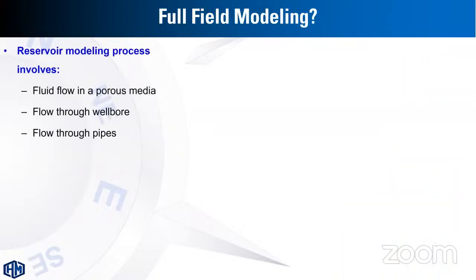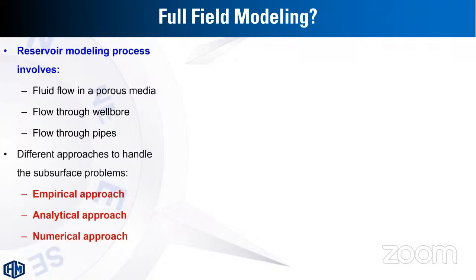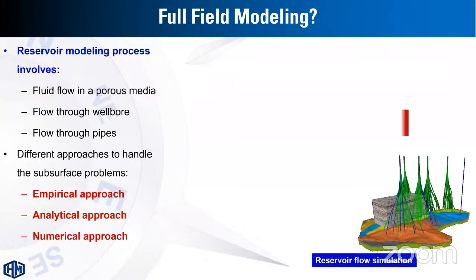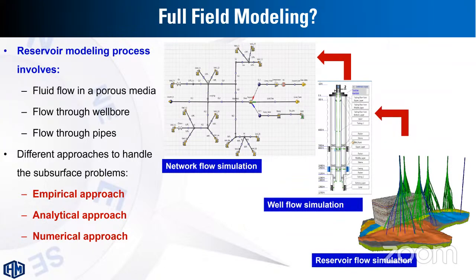So, starting with this basic overview of the full field modeling process, we typically have three main elements of the modeling, starting with the reservoir flow simulation to highlight the fluid flow in the porous media. This is mostly done by a numerical approach like 3D reservoir modeling, maybe by analytical approaches like material balance analysis and so on. The second element is the well flow simulation.